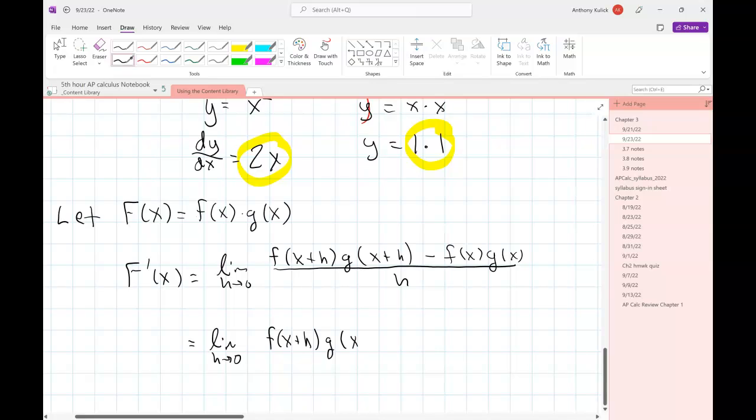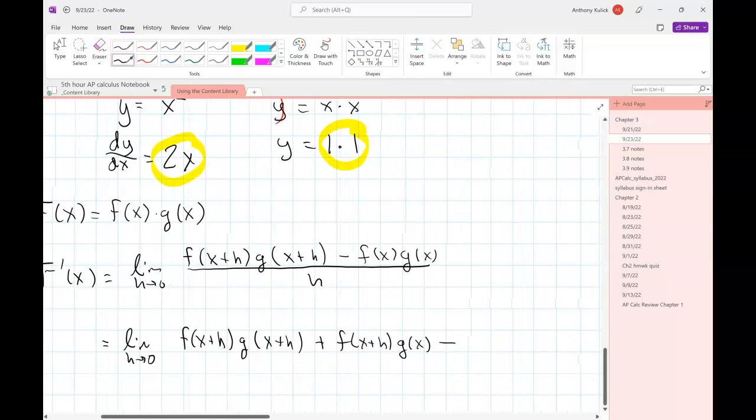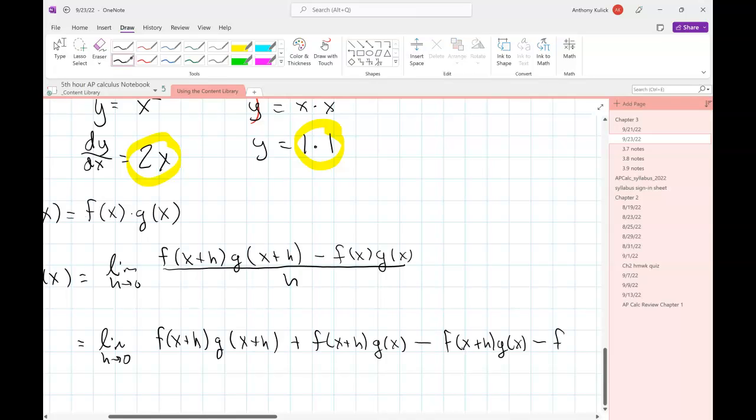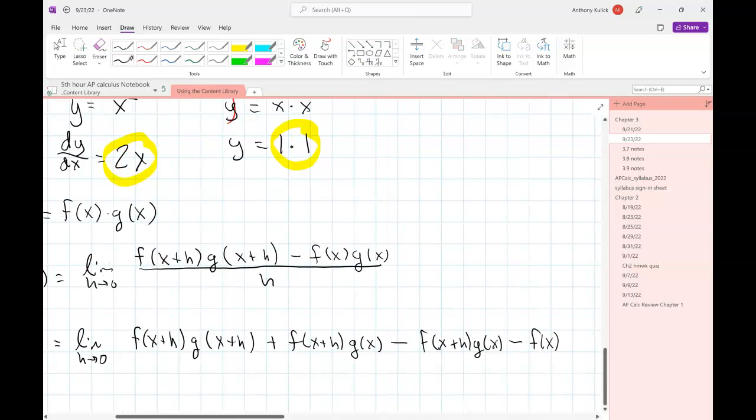He's going to add an f of x plus h times g of x, and then also right after subtract an f of x plus h times g of x. Is it okay to do that? Definitely, right? It's just like doing nothing at all.